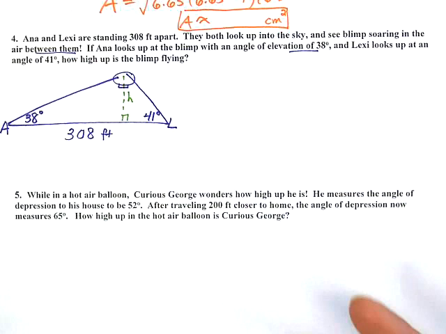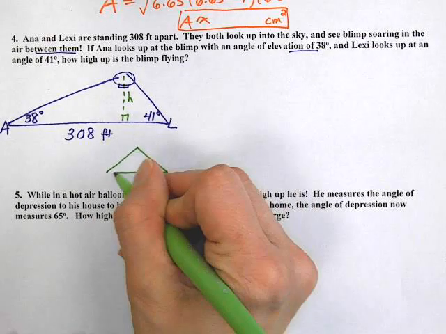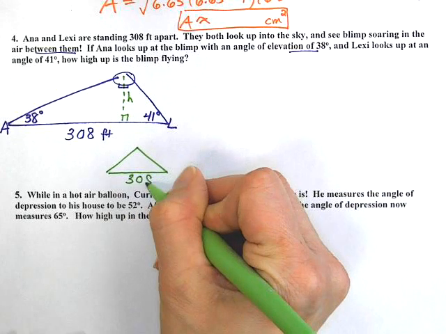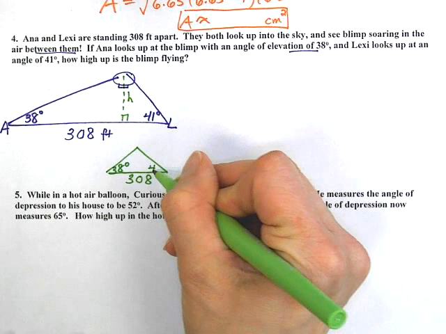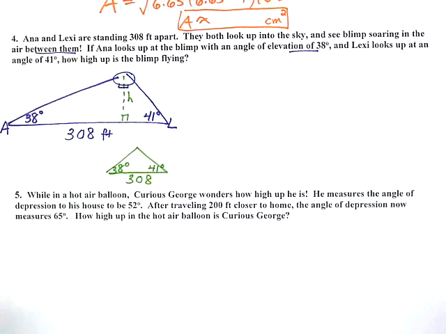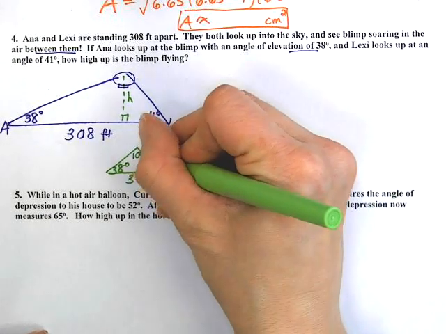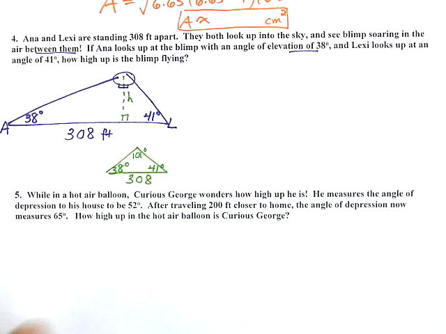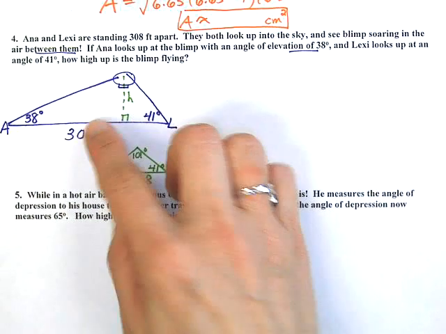So this is another example of work. I have to find something we don't know just yet in order to help us find something we do know. If you take a look at the big triangle, we have a side of 308. We have angles of 38 degrees and 41 degrees. If you know two angles of a triangle, you automatically know the third one is how much up here? 101 degrees.